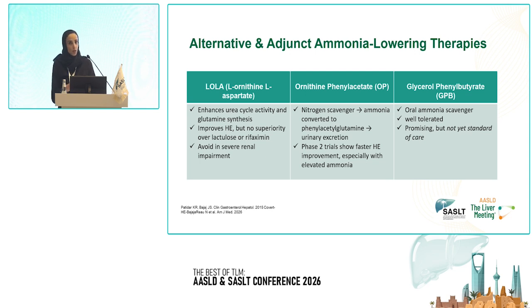So do we have any other medication? Yes, we do have medications under investigation to lower the ammonia level. We have L-ornithine L-aspartate, or LOLA. We have ornithine phenylacetate, and we have glycerol phenylbutyrate. They are ammonia lowering agents. The LOLA is oral and IV. The OP is an IV medication, and the GPB is an oral medication. It's still not a standard of care, but can be used to lower the ammonia, and it helps.